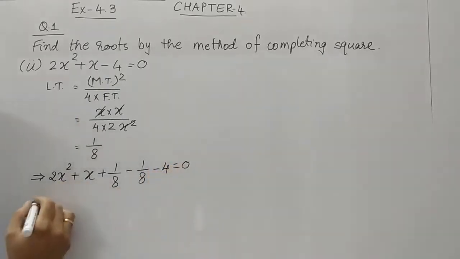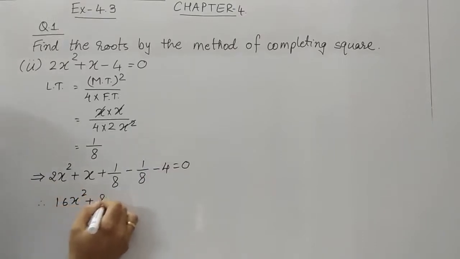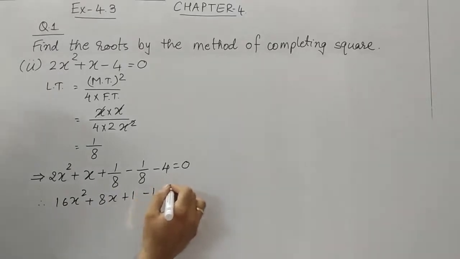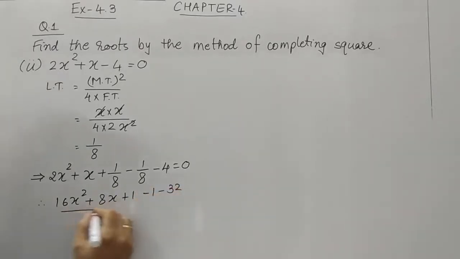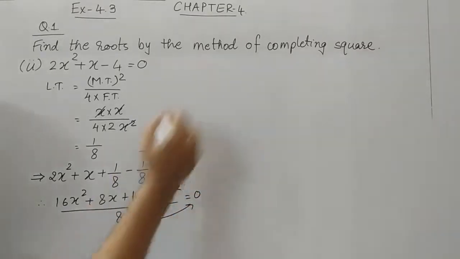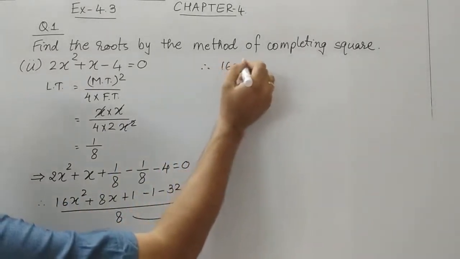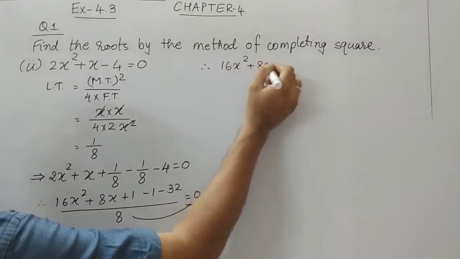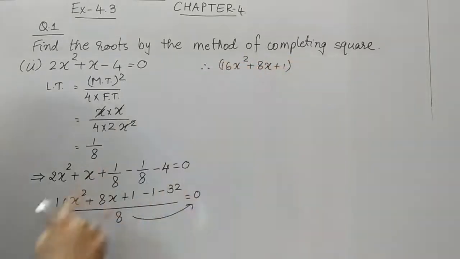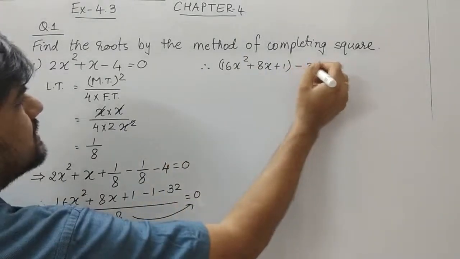As 8 is there, so let's multiply 8 with the terms: 16x square plus 8x plus 1 minus 1 minus 32, whole divided by 8. Now this 8 will take right hand side, would be 0. As we discussed earlier, the first three terms form a perfect square trinomial, 16x square plus 8x plus 1. Both are negative. So minus 33.